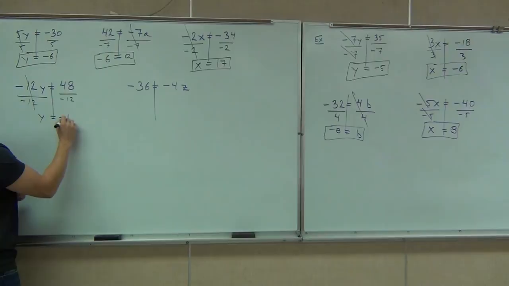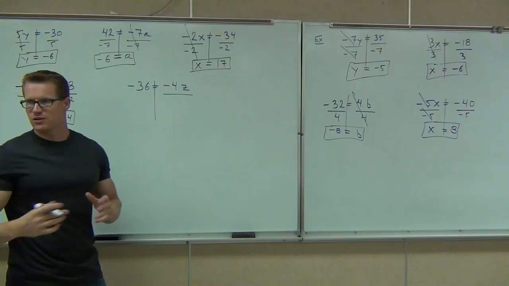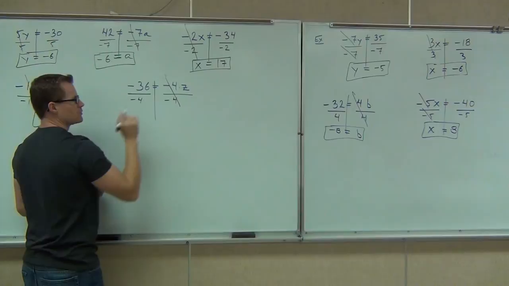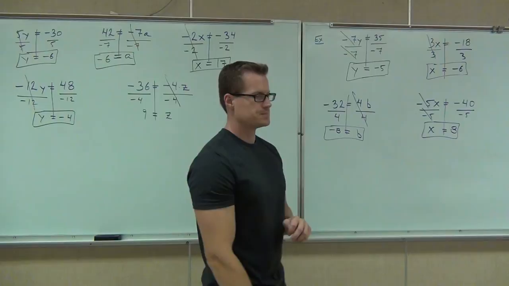Negative 4. And last up, our variable's back on the right-hand side of our equation. We do have to get rid of that negative 4. Because it's being multiplied, we do have to divide both sides by negative 4. When we do that, we'll cross that out, because it's creating a positive 1, leaving us with a z. And over here, we have the negative over negative again. We're going to get positive 9. Positive 9 out of 5.